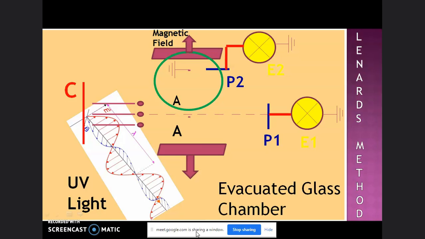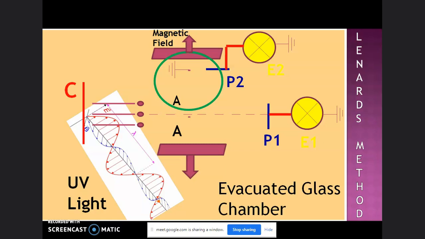So this is very important. Only the electrometers, these two, E1 and E2, are the outside part. Only E1 and E2, these two are outside. Others are inside.